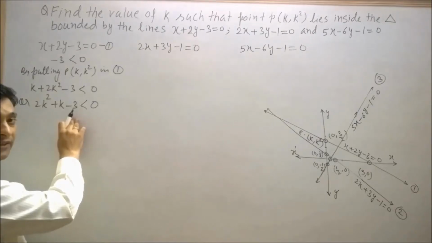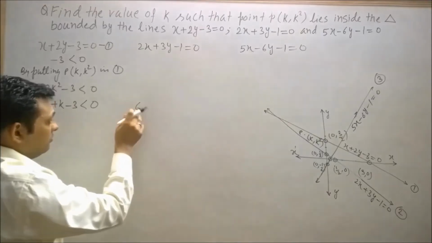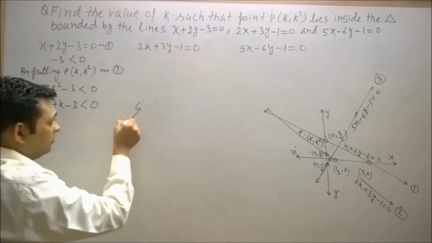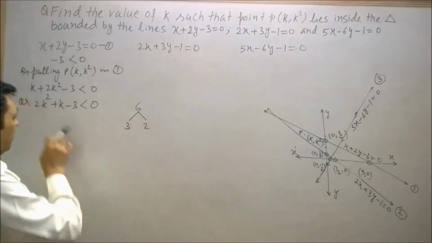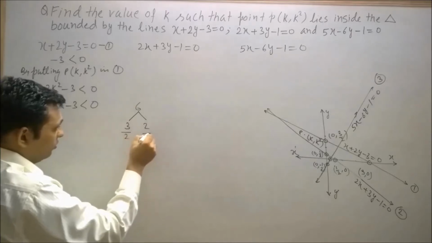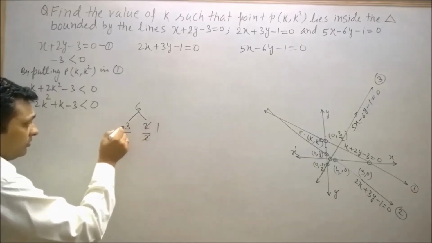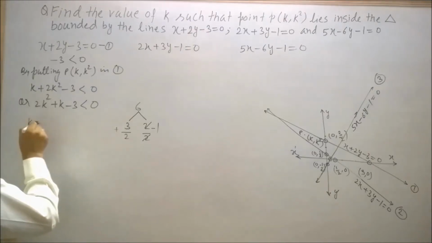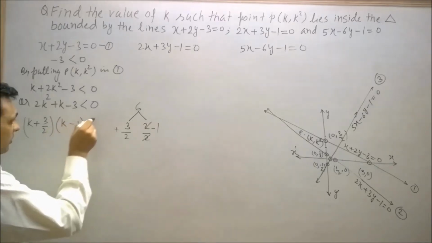Now I am going to factorize this quadratic polynomial by shortcut trick. 3 to the 6. Factorize 6 into 2 parts such that their difference will be 1. 3 to the 6. So divide each part by the coefficient of k square. It means 3 is divided by 2 and 2 is divided by 2. This is 1. Now this part will be positive and this will be negative. So factors of this polynomial will be k plus 3 upon 2 into k minus 1 is less than 0.